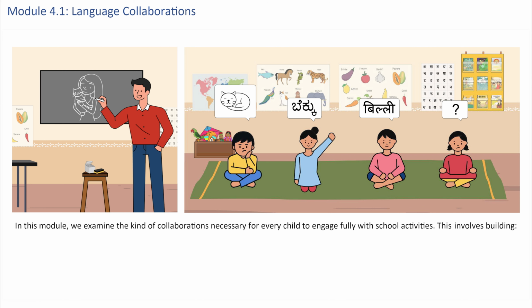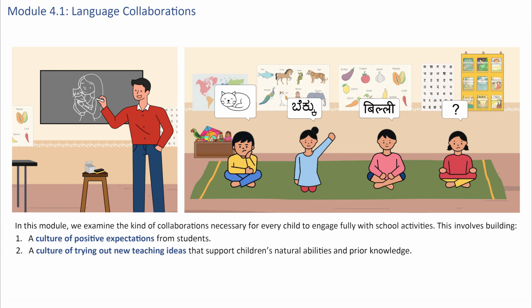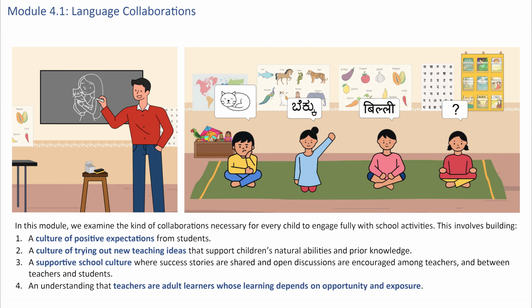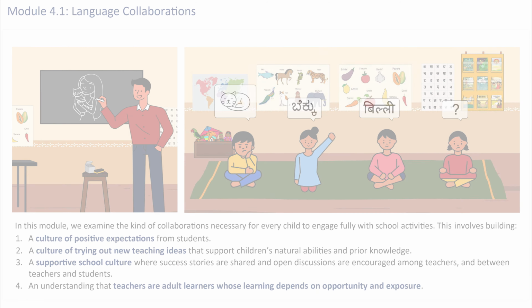In this module, we examine the kind of collaborations necessary for every child to engage fully with school activities. This involves building a culture of positive expectations from students, a culture of trying out new teaching ideas that support children's natural abilities and prior knowledge, a supportive school culture where success stories are shared and open discussions are encouraged among teachers and between teachers and students, an understanding that teachers are adult learners whose learning depends on opportunity and exposure.